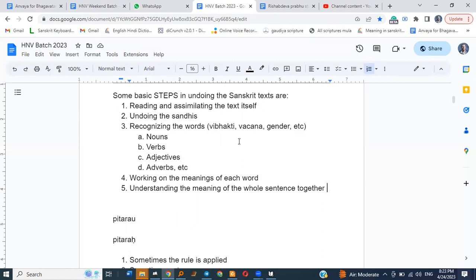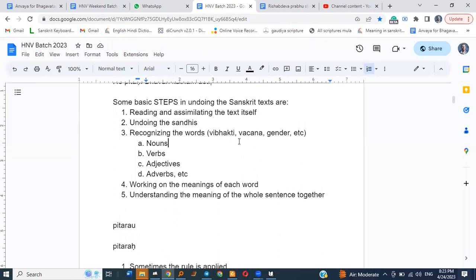So this is the basic way that I have personally felt works for me. Very simple and basic. First, we read and assimilate the text itself, the matras, the words, and so on. Then we undo the sandhis, then we recognize the words, then we know the meaning of each word, and then we put the meanings together into the whole sentence. And it works. Okay?